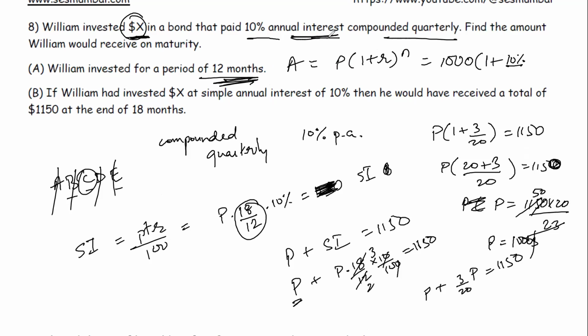So this is an annual interest rate. So 10% divided by 4 because there are 4 quarters, and raised to every quarter. So how many quarters in 12 months? There are 4 quarters. So raised to 4 like that. This is how we get the answer.